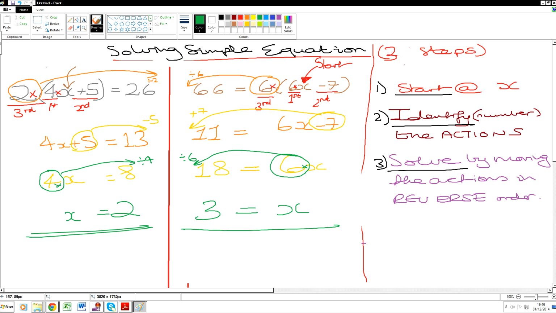3 equals x and x equals 3 is the same thing. And that's the answer for those two.